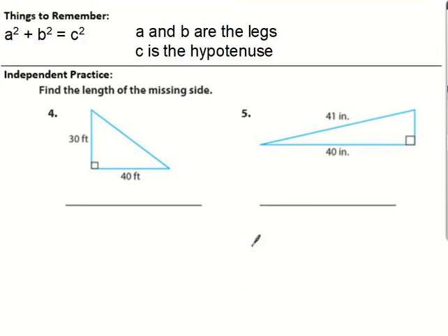All right, here are your independent practice problems. They are more similar to our very first two problems under the guided notes or guided practice. And you're just using a squared plus b squared equals c squared.